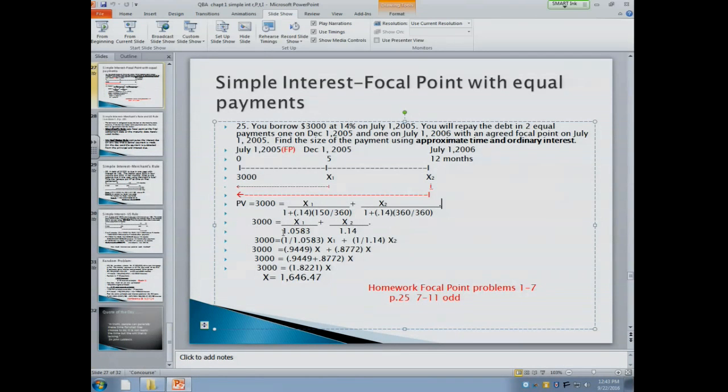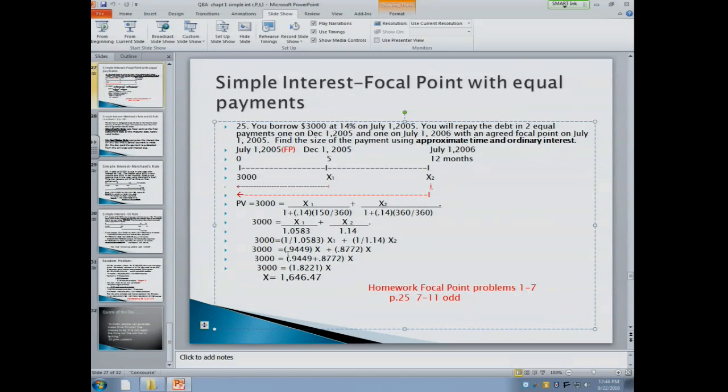Solve for the denominator, and I get 1.0583 and 1.14. Factor out the x. I factored out the x here, and I have 1 over that, and the x is over here. X1's over here. I factored out X2, and I have 1 over 1.14.